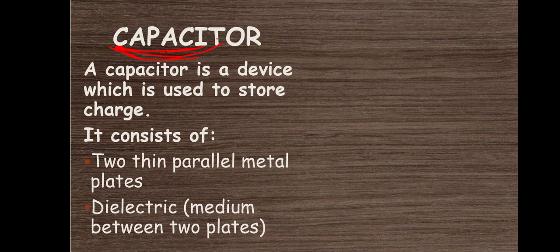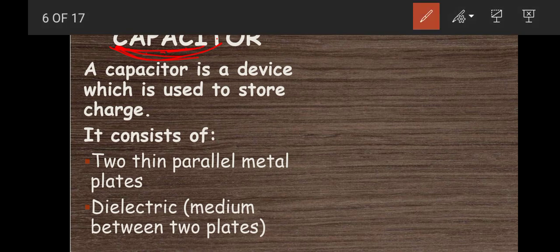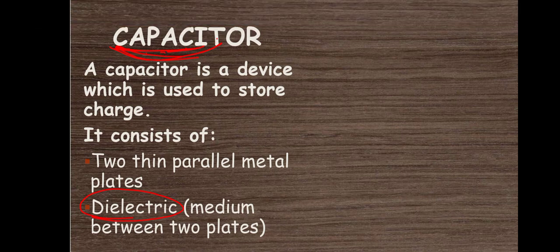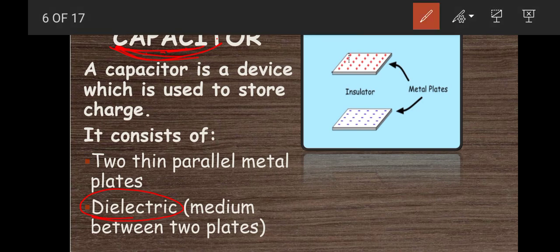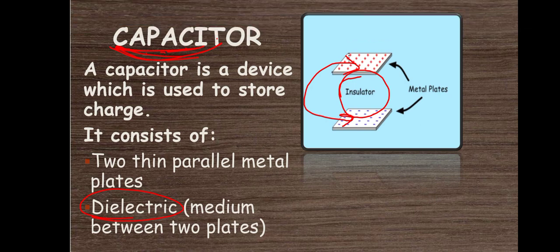What is meant by dielectric? It is a sort of insulator. It is a type of insulator which is called dielectric, which is present between the two parallel metal plates of a capacitor. Let's see. Here you can see the two thin metal plates having different charges, one positive and the other negative, and in between these parallel metal plates there is an insulator. This insulator is actually dielectric. This is a simple representation.